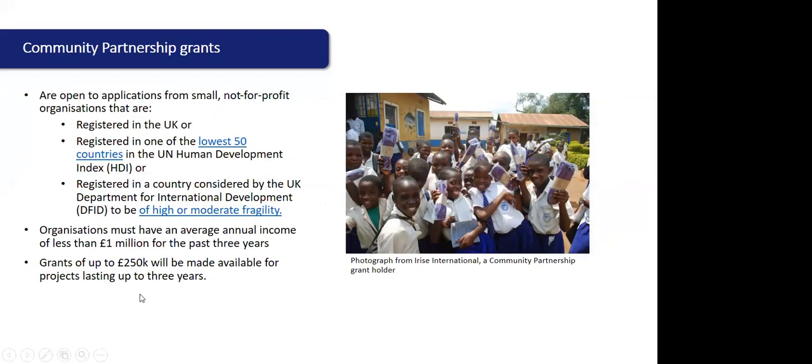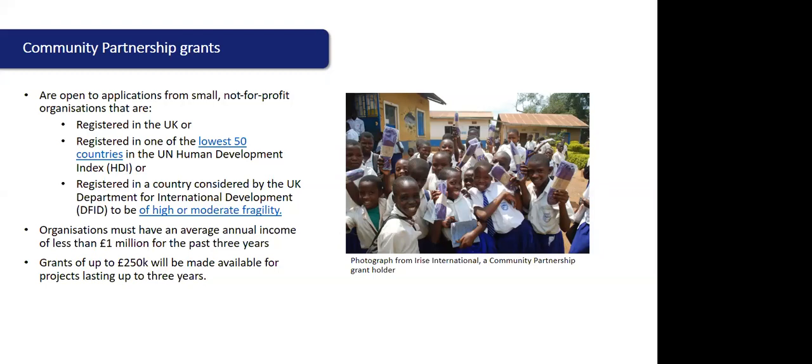Thank you. So community partnership grants are open to applications from organisations who are registered in the UK or registered in one of the lowest 50 countries in the UNHDI, or registered in a country considered by the DFID to be of high or moderate fragility. Now, when assessing where an organisation is based, the UK Direct team will look beyond legal registration and consider where the organisation is controlled from and the level of autonomy of the different offices. This relates to governance and, in particular, financial management of the entity.